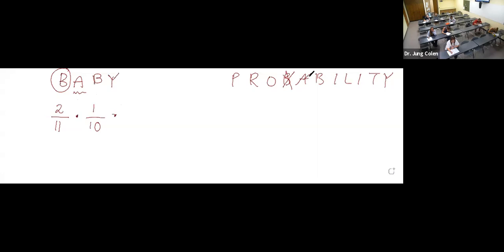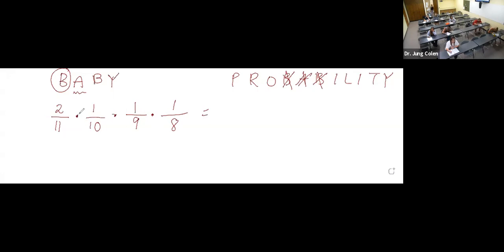Now the A is gone. So what is the denominator for the next probability? 9, one less, right? And how many B's do I have? Just one. And now what's the denominator? That B is also gone, so I have now 8 letters left. What's the probability to get Y? Just 1/8. So this will be the probability for this event, to get BABY without replacement.